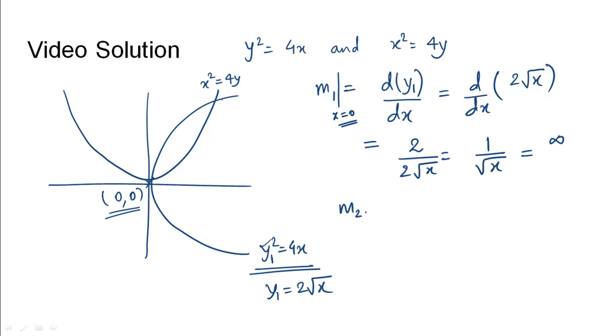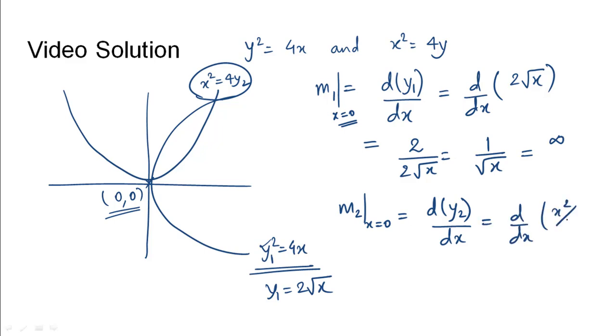Similarly, doing this for the other curve, that is x square equals 4y at x equals 0, we would get d of y2 by dx. Let us call this as y2. So this would become d by dx of y2, that is x square by 4. This would turn out to be x by 2. The value would become 0 at origin. So now we know the two slopes.